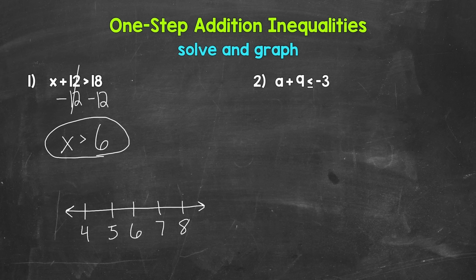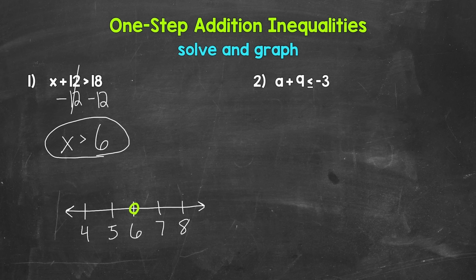Now remember, when it comes to graphing inequalities, a filled circle shows that we are including that number. And then an open circle shows that we are not including that number. So here, x is greater than 6. We are not including 6. 6 is not greater than 6. It's equal to 6. So we're going to start at 6, and we need an open circle.